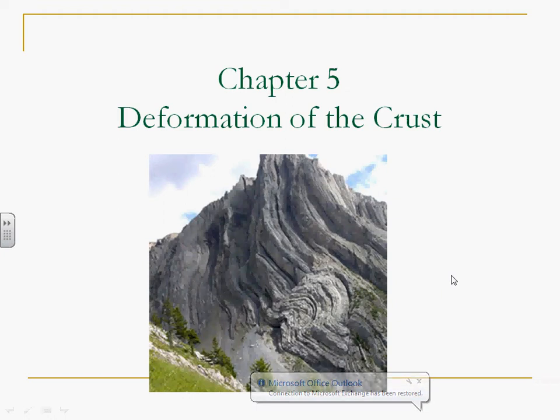Okay, chapter 5, deformation of the Earth's crust. So what we're going to be talking about today is some really cool stuff. For me, it's kind of like baking a cake. And I know you're not going to see that right away, the connection, but I guarantee by the time we're done, I will make the connection to what we're talking about and cake baking. I like a good cake, so I mean that works out pretty good.